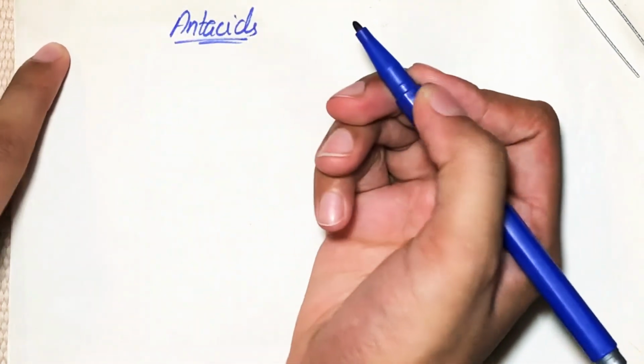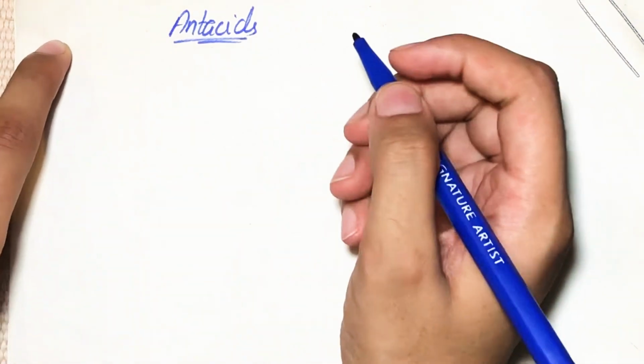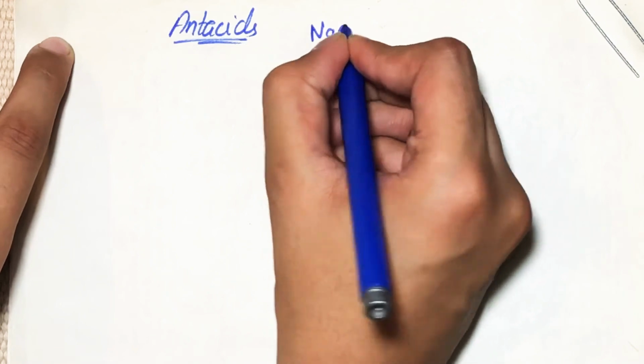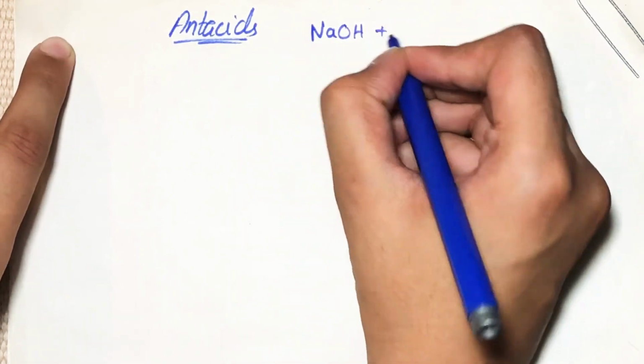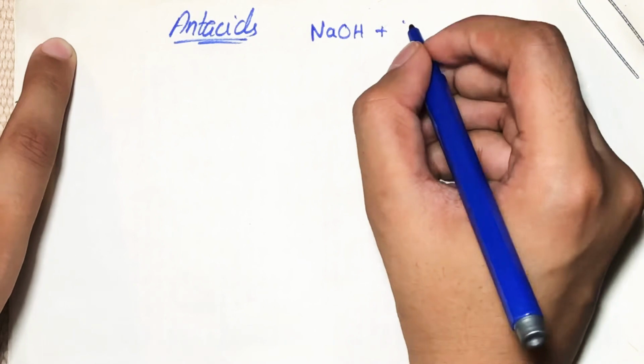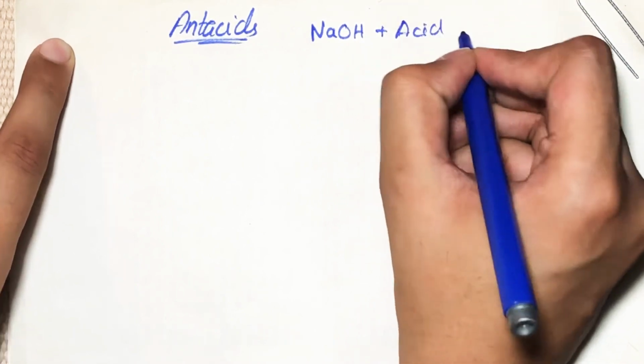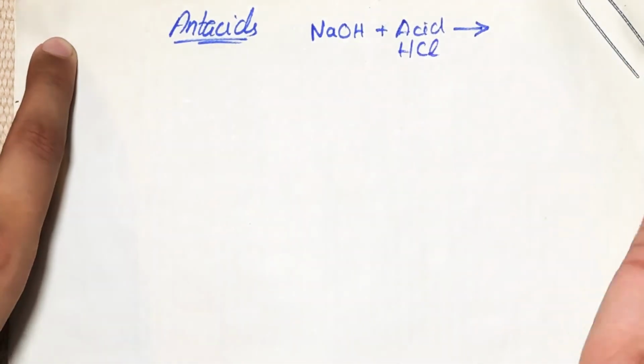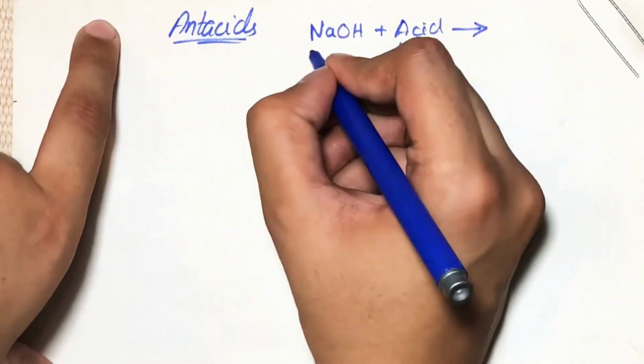Hello everyone. In today's lecture we will be learning about antacids and how they perform their action. In chemistry or basic science you have already heard about the neutralization reaction, which is the reaction between a base and an acid. What happens? Suppose the acid is HCl.